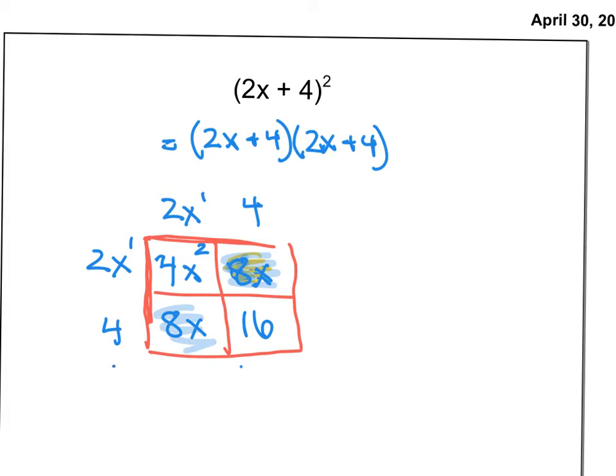So I'm going to end up with a 4x squared. 8x plus 8x is 16x plus 16. Remember, this is in standard form because I do the term that has the highest exponent first, and then I work down to the constant at the end.